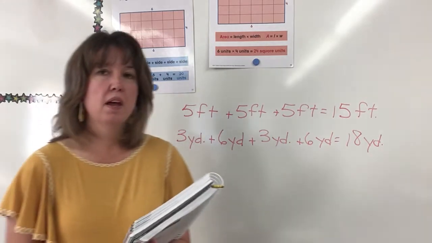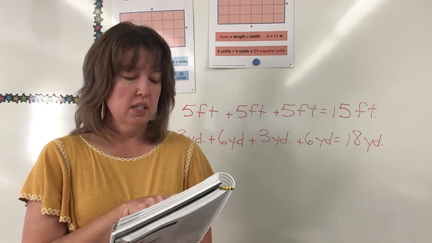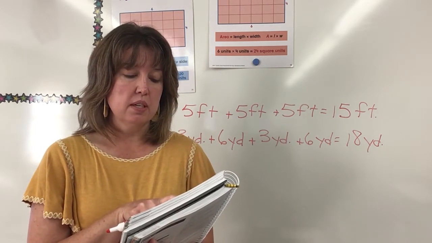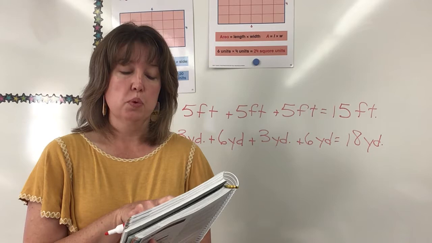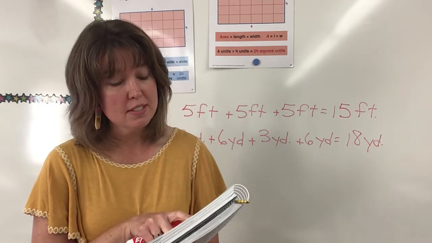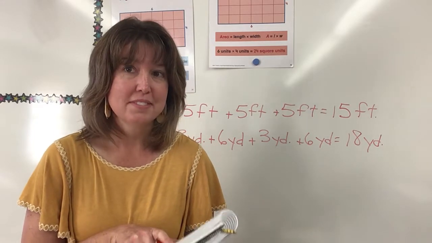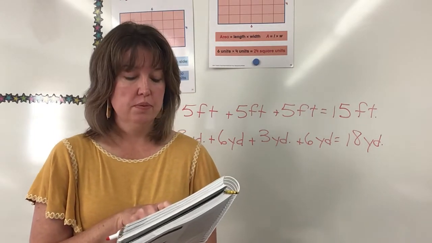Okay? For number 3, you're going to add up the sides. So 4 inches plus 4 inches plus 4 inches plus 4 inches plus 4 inches plus 4 inches equals what? 24 inches. Okay.